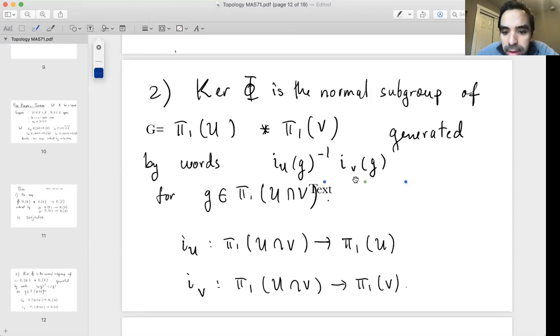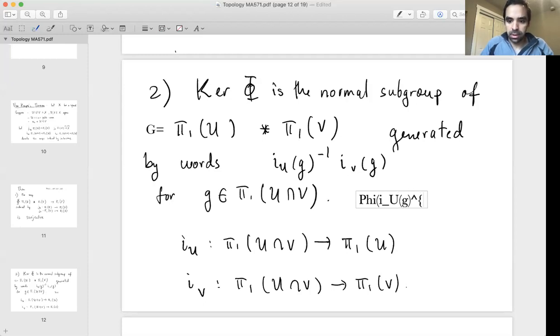Let's do it. When I apply phi, I'm applying phi to i_U(g) inverse, i_V(g). What is this? How do I apply phi? Do you guys remember?